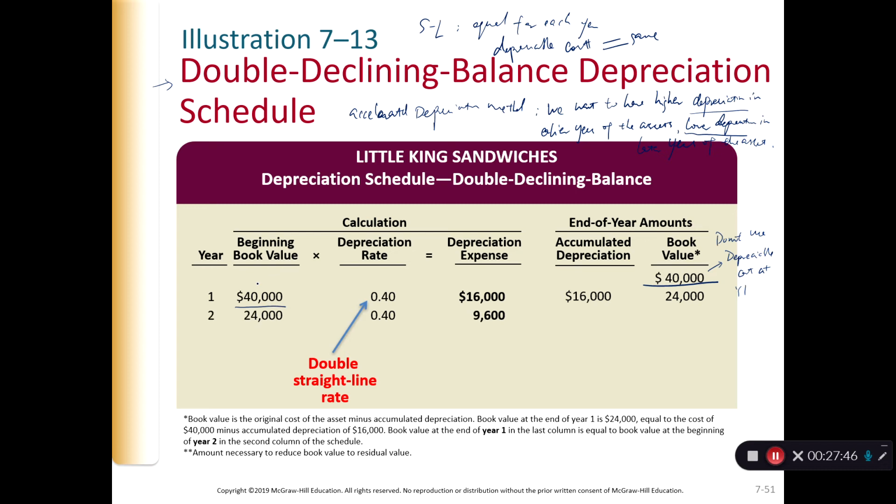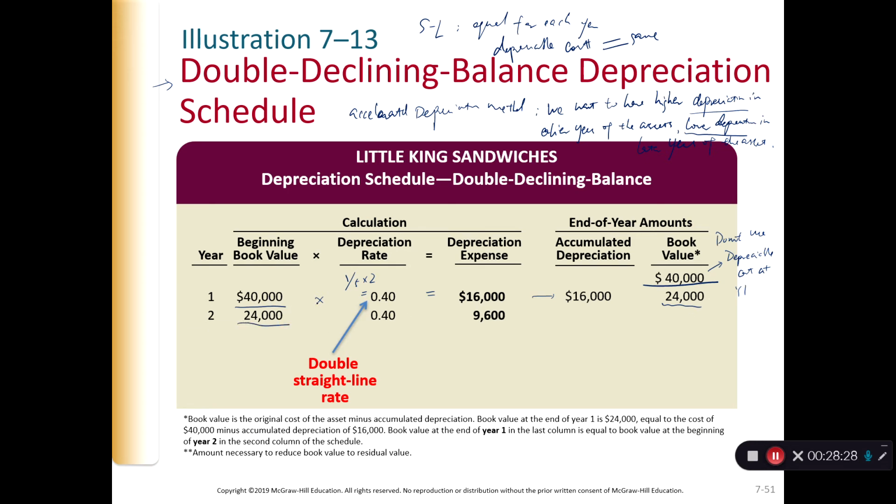Okay, and the double declining rate is actually 1 divided by 5, multiplied by 2. It's actually twice as fast as the straight line method, so it equals 40% a year. So you get a depreciation expense of $16,000 for the first year. Of course, you park that under the accumulated depreciation. Immediately, your book value becomes $24,000, right? Because 40,000 minus 16,000.